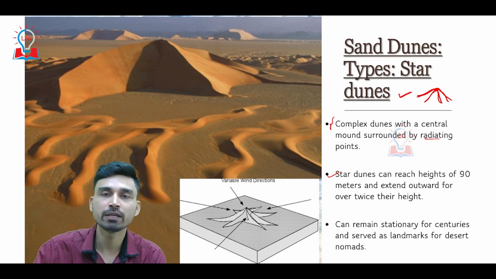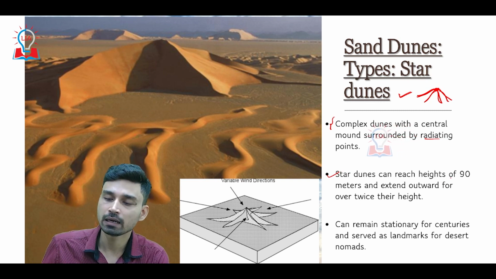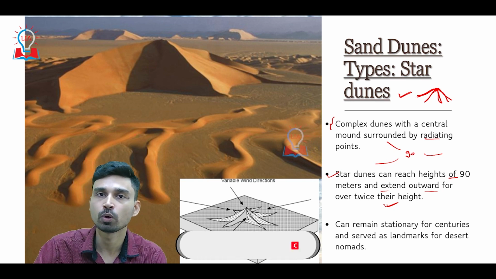Second, we can see the star dunes can reach a very high height, up to 90 meters, and extend outward for over twice their height. That means if their height is 90 meters, their overall extension can be up to 180 to 200 meters.